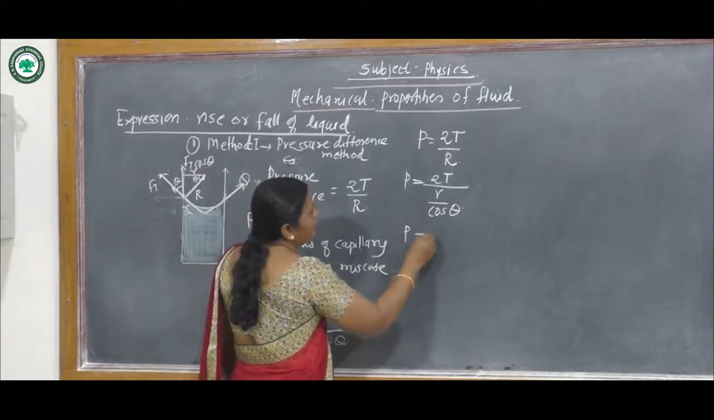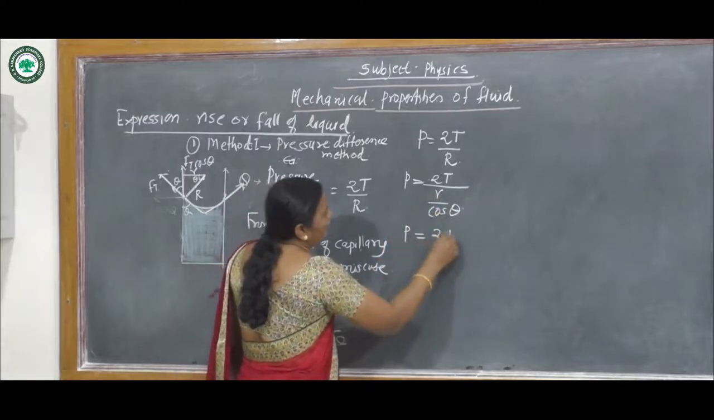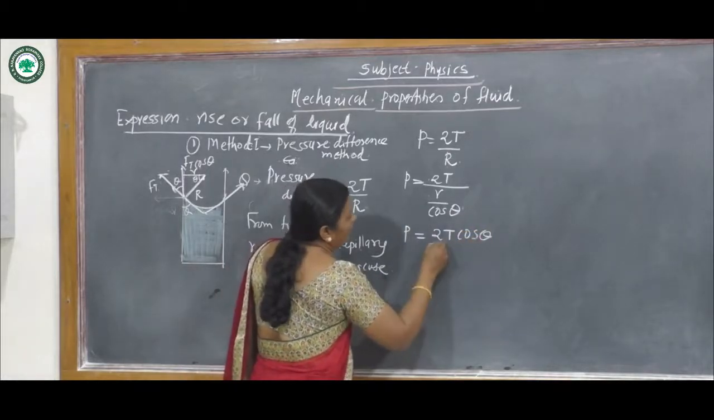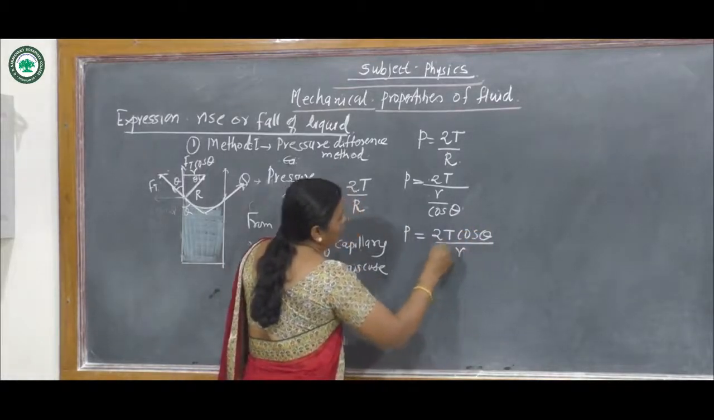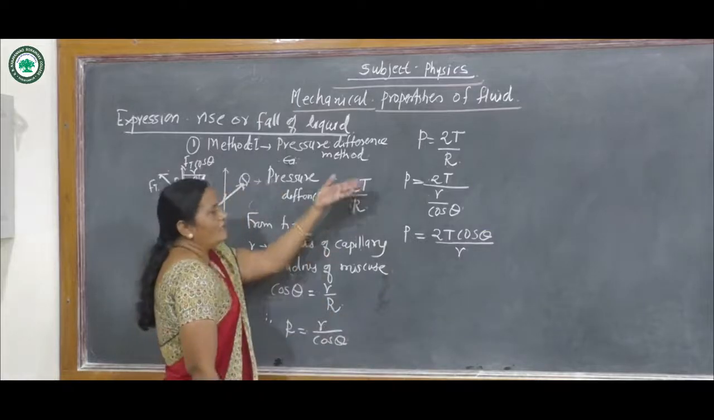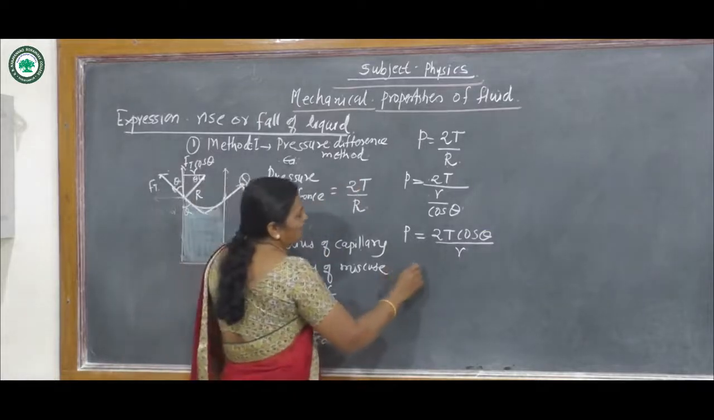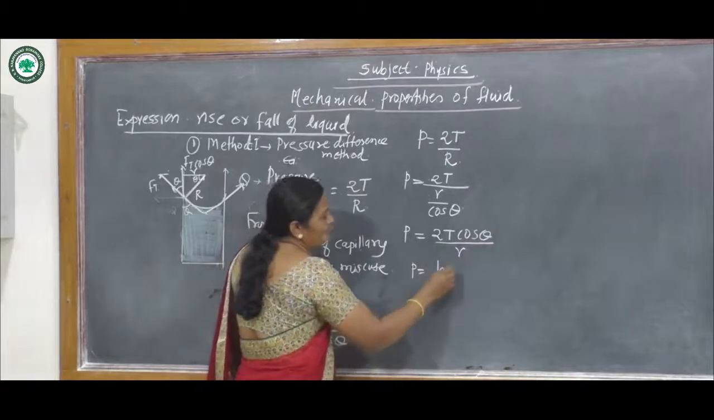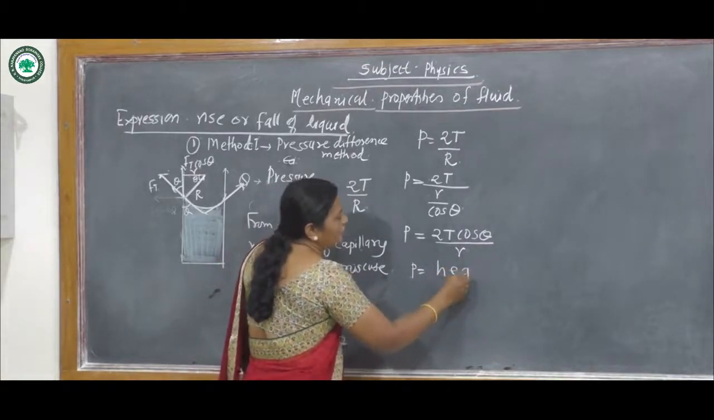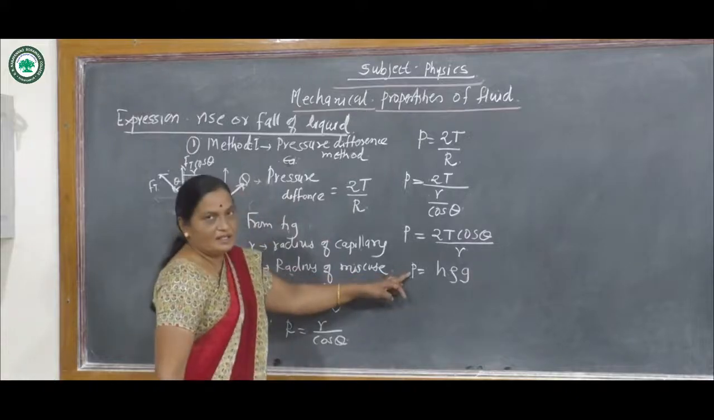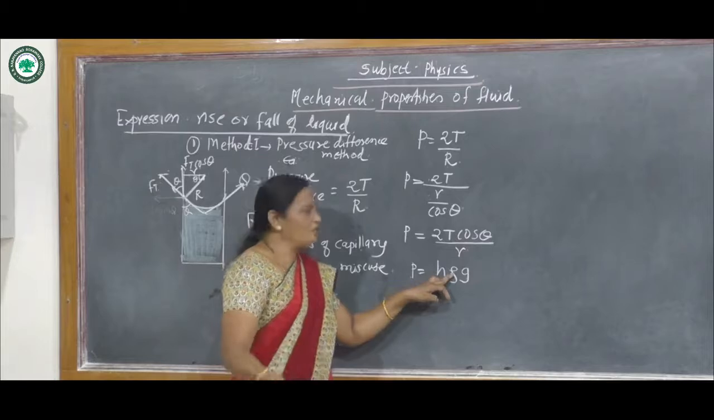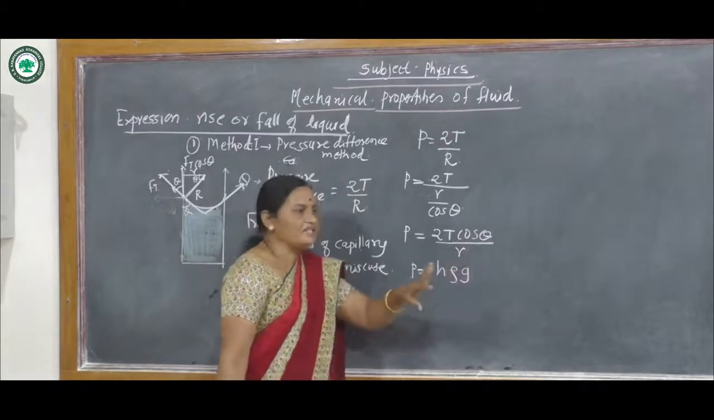Therefore, P is equal to 2T cos theta divided by R. Now P is pressure, or rather the pressure difference, and this pressure difference is given by the formula P is equal to H rho G, where H is the height of the mercury, rho is the density of mercury, and G is the gravitational acceleration.